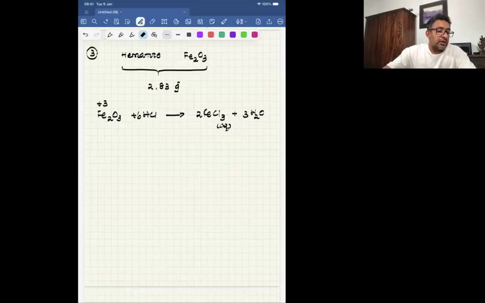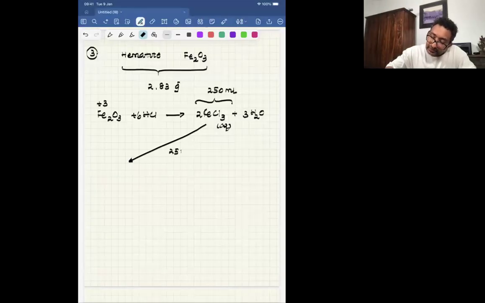Okay, right. Then what will happen is this 25 milliliters of this solution was reduced. Not the whole thing, only 25 milliliters. This total volume is 250 milliliters. Out of that, you take 25 milliliters.